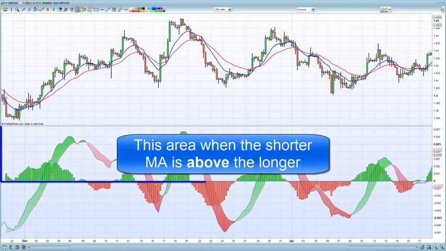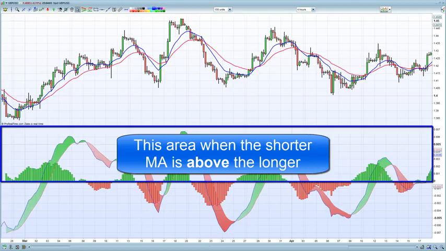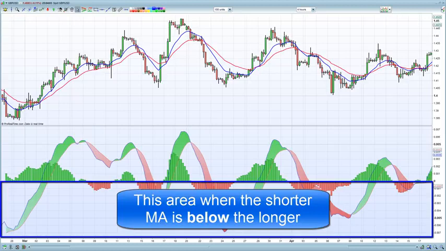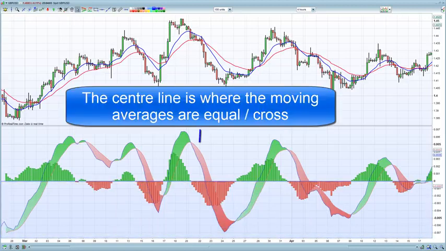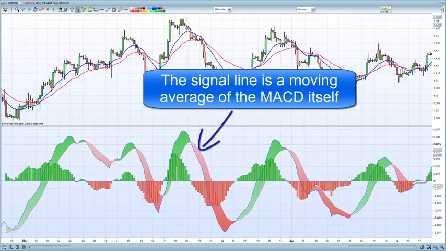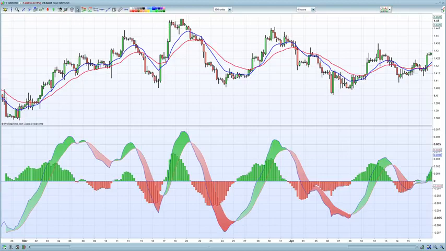When the shorter term moving average is above the longer term moving average, this area of the indicator will show activity. When the shorter term moving average is below the longer term moving average, this area of the indicator will show activity. The centre line, around which the MACD is plotted, indicates where the moving averages are equal, and when the MACD passes through the centre line, this indicates the moving averages are crossing. The signal line, here in red, is a moving average of the MACD values themselves. Typical values for the MACD are 26 and 12 exponential moving averages and 9 for the signal line.